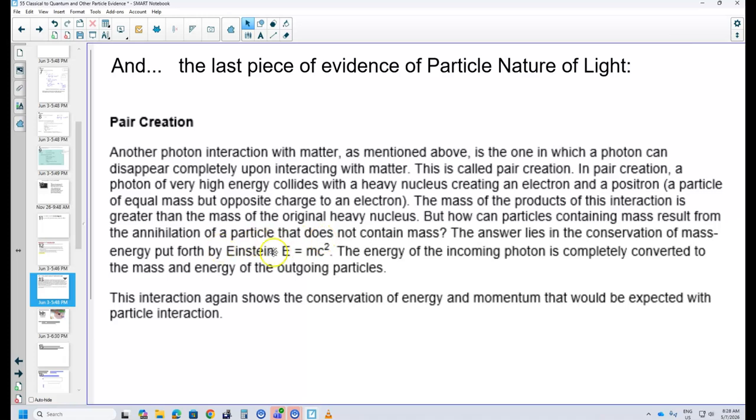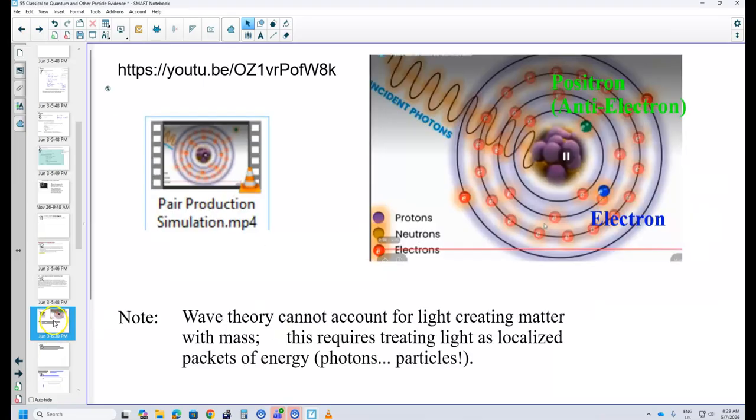Well, the answer is in that E equals mc squared stuff, right? So the energy of the incoming photon obviously is converted to the mass and energy of the outgoing particles. So again, this interaction, when studied, shows conservation of energy and momentum and so on, as expected with particle interactions.